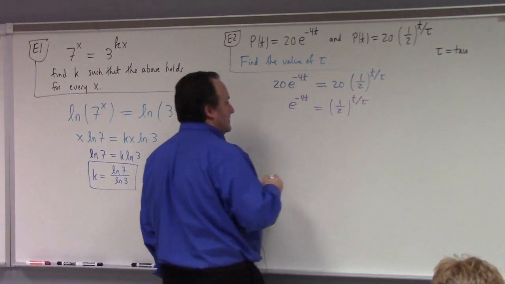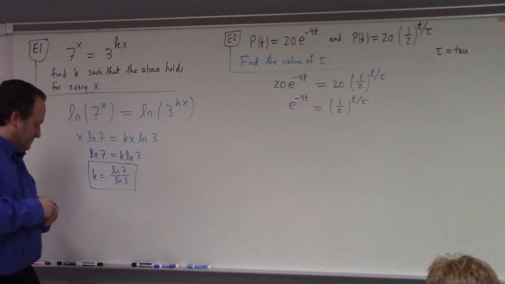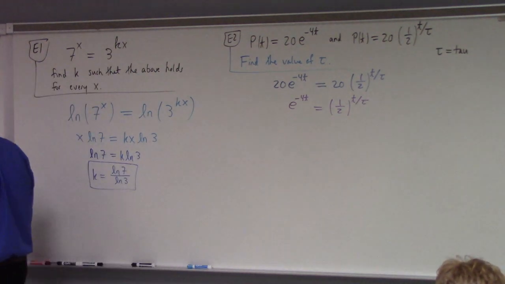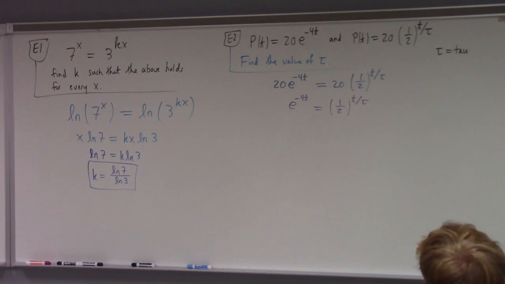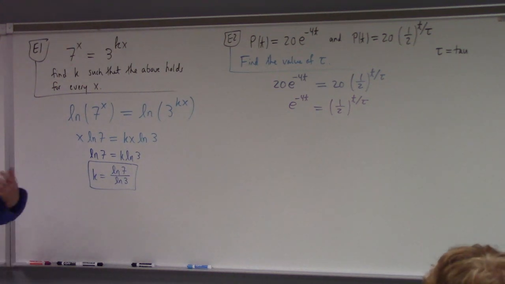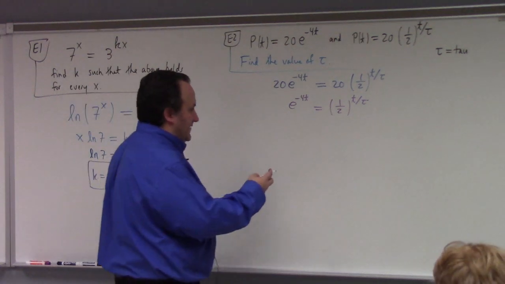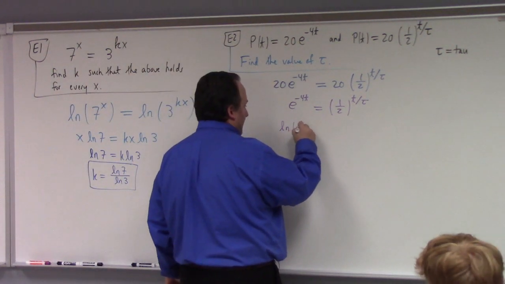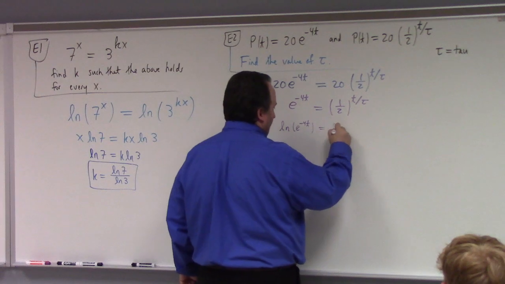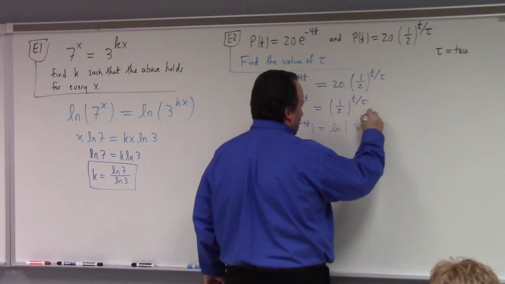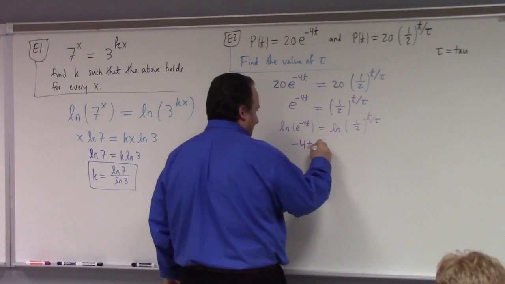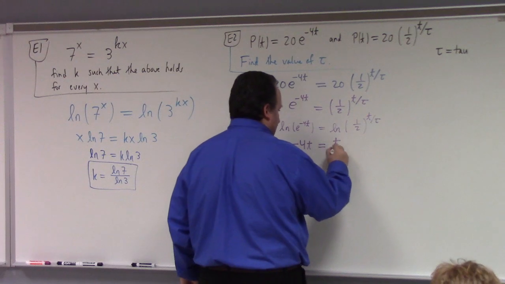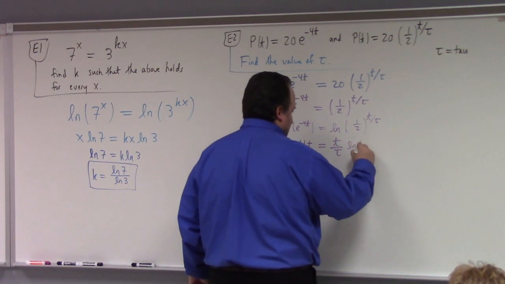Now what can I do? Any ideas? Nobody? How about we take the natural log of the equation? If we take the natural log of both sides, then that gives me minus 4t is equal to t divided by tau times the natural log of 1/2.